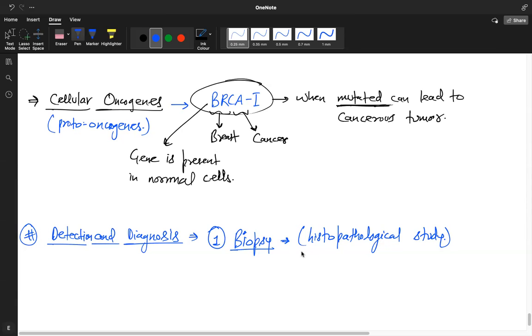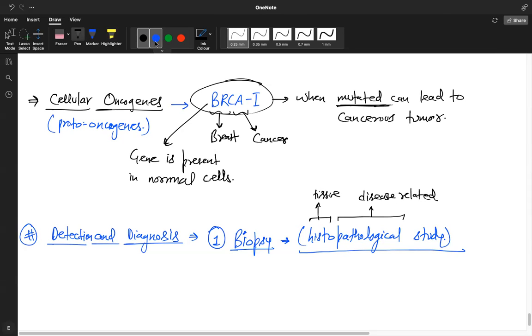And this type of a test is called histopathological study. The word histo here is for tissue. Pathological means for a disease. So whenever we study a tissue for a disease diagnosis, it's called histopathological study. If you go to a hospital, you will find a histopathological department, histopathology lab. Correct? Do you understand, people? Yes.